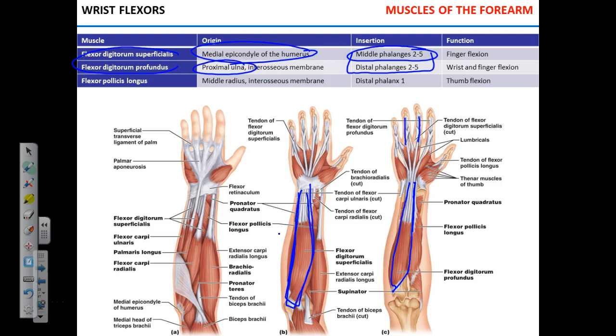Does that make sense? Then there is a muscle called flexor pollicis longus. Let me erase this so you can see it. You can see the pretty large flexor pollicis longus. That's the muscle that allows you to flex your thumb. Pollicis means thumb. It starts at the radius and inserts into the distal phalanx number 1. Does that make sense?